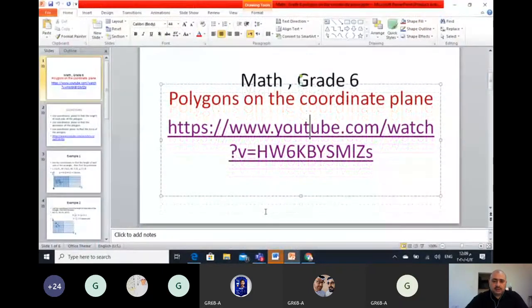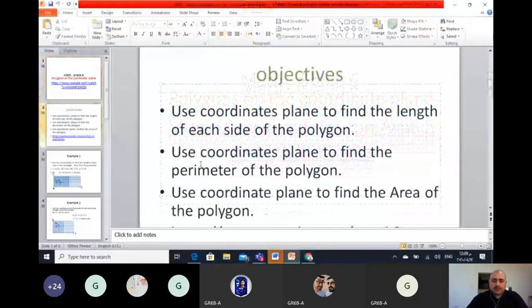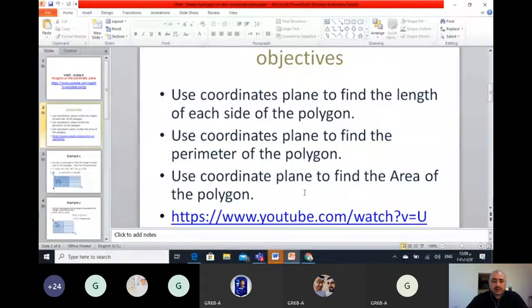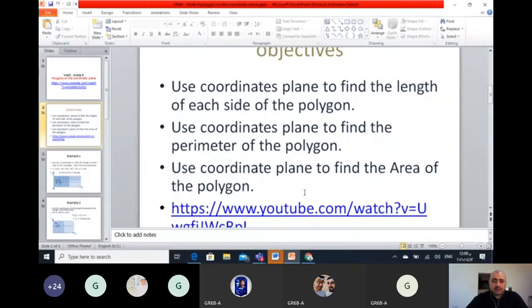Okay, so today we want to learn how to use the coordinate plane to find the length of each side of the polygon and how to know the kind of this polygon. Then we want to learn how to use the coordinate plane to find the perimeter of the polygon. Then we want to learn how to use the coordinate plane to find the area of the polygon.